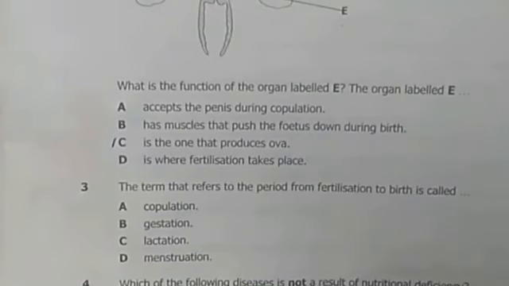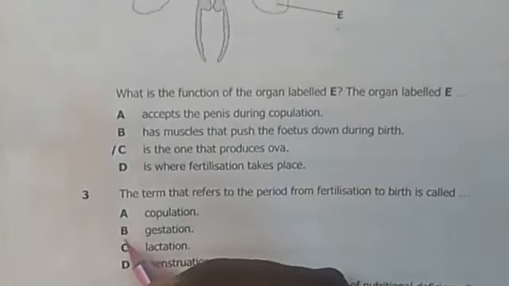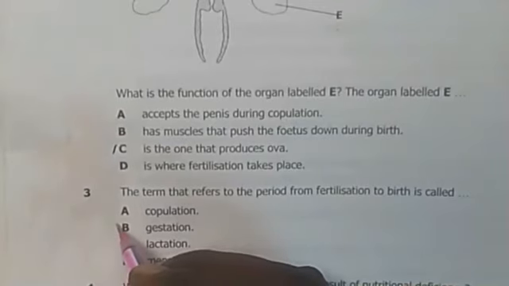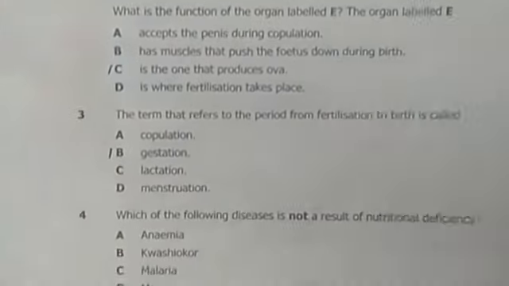The term that refers to the period from fertilization to birth is called copulation? Nope. Gestation. Yes. The correct answer is gestation, which is B. Okay, let's go to question 4.